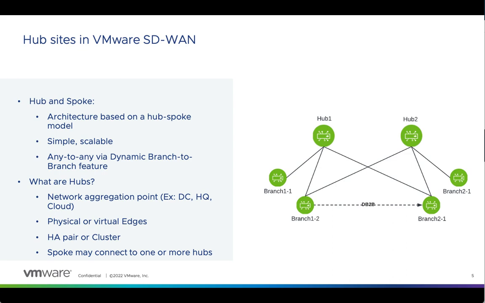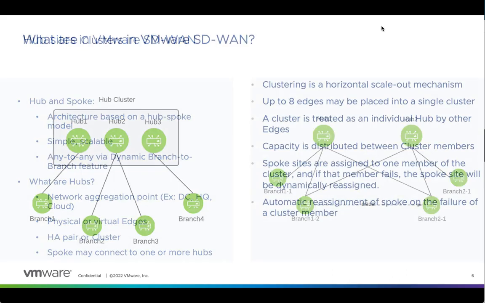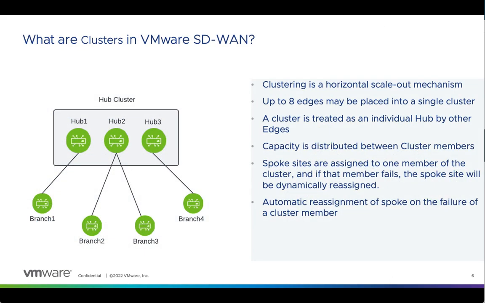Next, let's talk about clusters. What are clusters? Cluster is a horizontal scaling mechanism used to address the operational limits of a single edge in terms of bandwidth and overlay tunnels. Up to 8 edges may be placed into a single cluster. A cluster is functionally treated as an individual hub from the perspective of other edges, and spoke sites are assigned to one member of the cluster, and if that member fails, the spoke site will be dynamically reassigned.